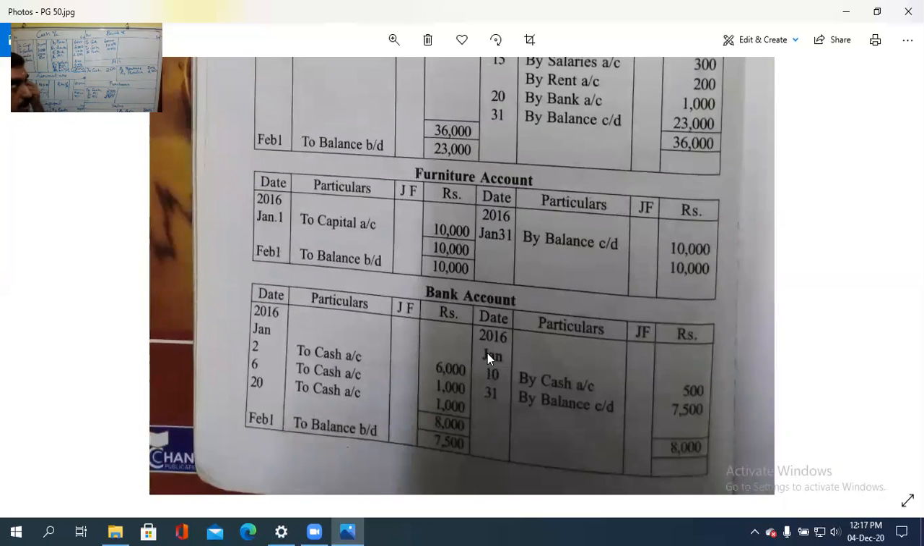See the bank account: to cash is 6,000, to cash again is 1,000, and to cash again is 1,000. So yes, we missed some more entries. The 10th, yes, this entry: cash account debit to bank, so by cash 500. Only that entry is missed.